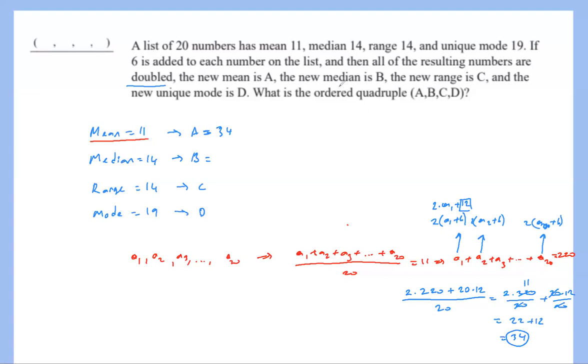The median: every number just increased by 6 and doubled. So the values of those numbers are changing, getting bigger. But at the same time, the middle number doesn't really change its position.